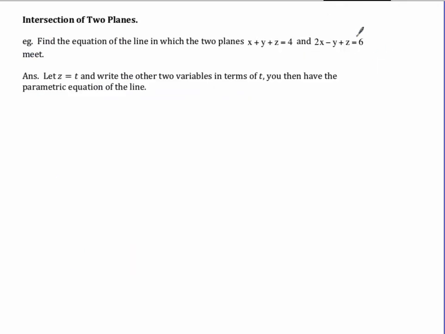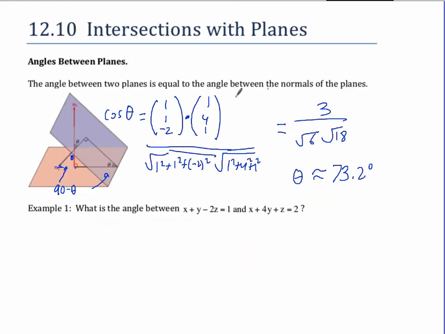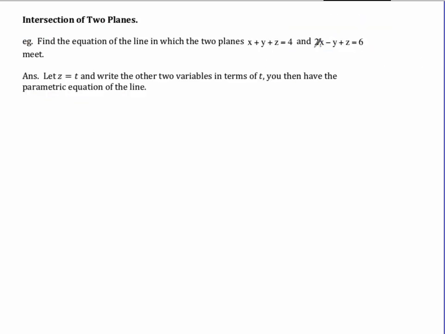Okay, next, intersection of two planes. So this is actually finding not the angle, but the line of intersection between two planes. If two planes intersect, then they intersect at a line. Obviously these aren't parallel because the normal vectors are different. So there's two ways to do this. One way is illustrated right here.